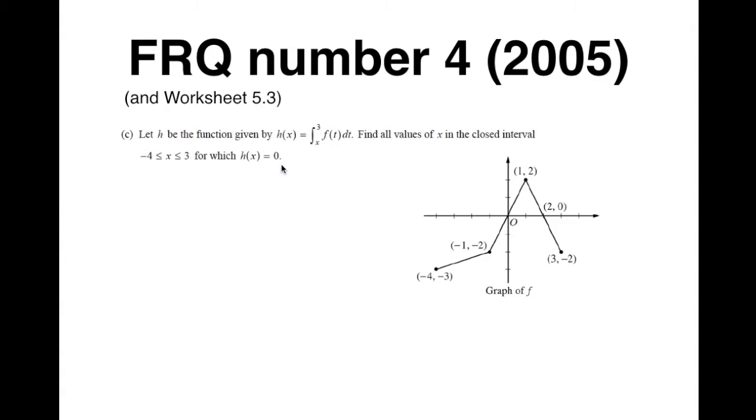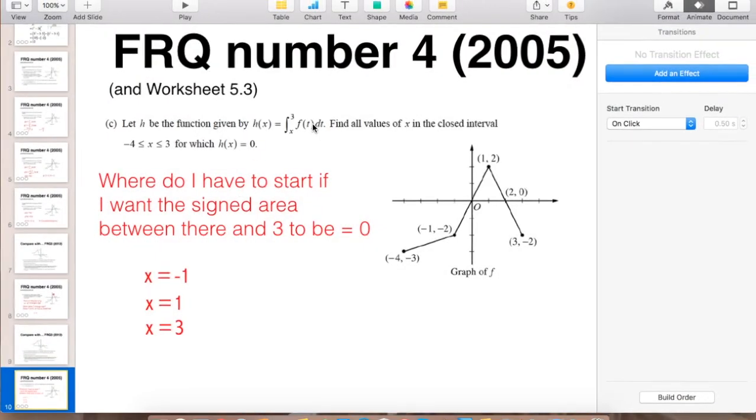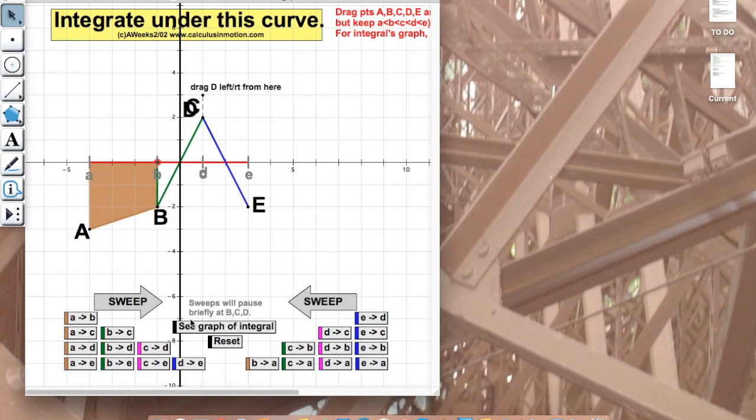So if I want h of x to be 0, I can formulate the question like this. Where do I have to start if I want the signed area between that place and 3 to be equal to 0? Somehow when I read this question, the first value that I guessed was -1. I felt like if I'm starting at -1 and I go to 3, everything cancels out. So we can look at this again on this graph. If I go from -1, 0, now I'm at 1, and then it continues.